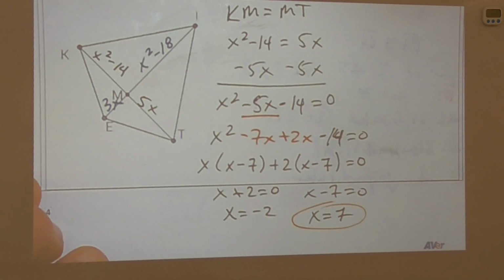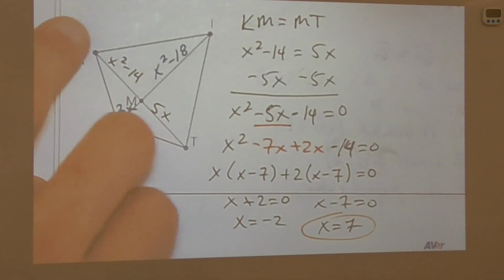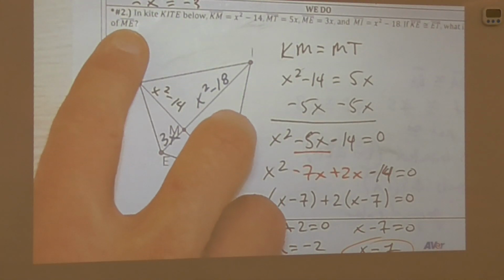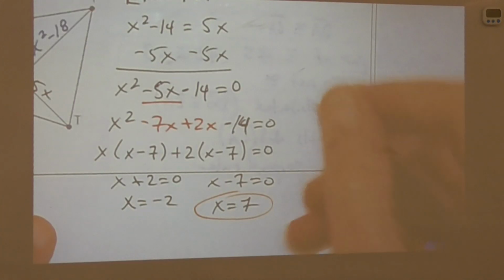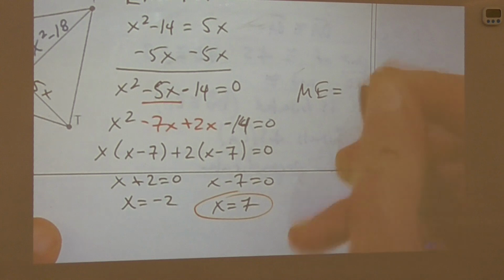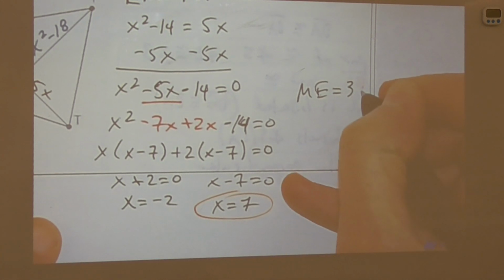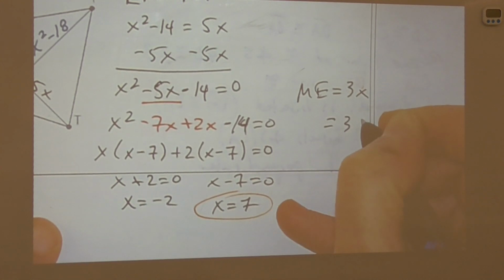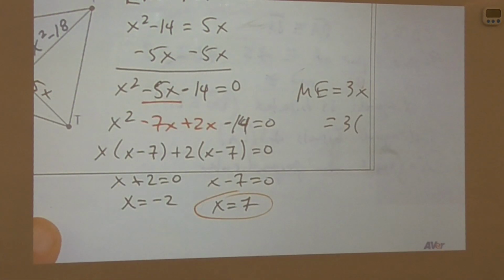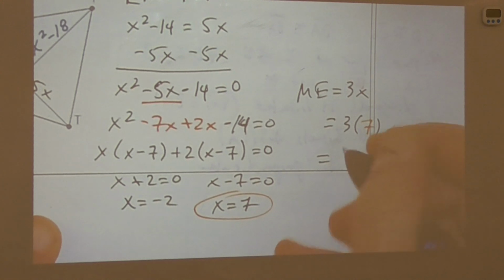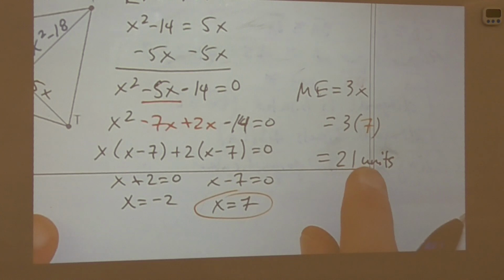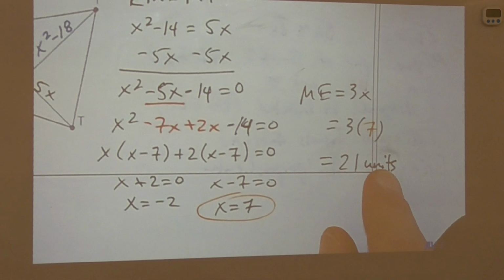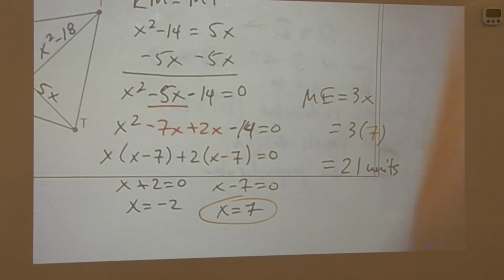And now the question's asking, what is the length of ME? So ME equals 3x equals 3 times the 7 that we just came up with equals 21 units. And in this case we can call them units because in the problem it did not specify the units. And you have done it.